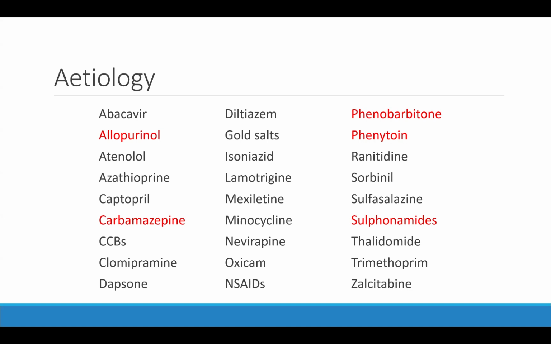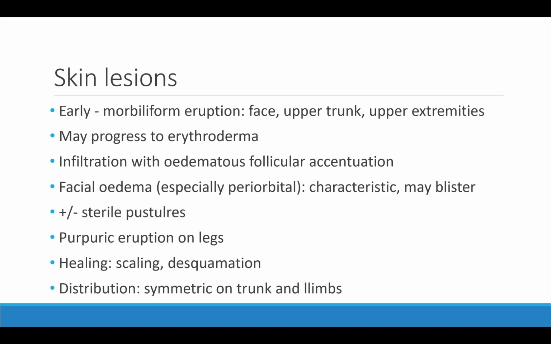These are the possible causes of DRESS, and the common ones that we see are allopurinol, carbamazepine, phenobarbital, phenytoin, as well as sulfonamides. Early skin lesions tend to be a morbilliform eruption, often affecting the face, upper trunk, and the upper extremities. This may progress to erythroderma or exfoliative dermatitis. There is often infiltration with edematous follicular accentuation, and facial edema is very characteristic, especially when it's periorbital and may even blister. The patients may or may not have sterile pustules, sorry for the typo.